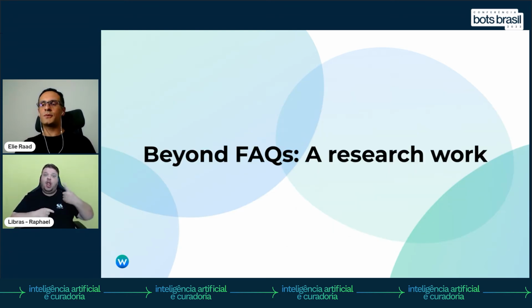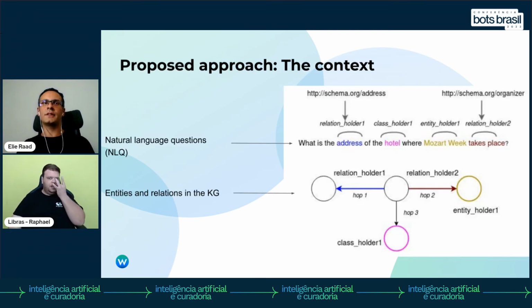Now, what we already saw is something that is implemented, live, and in production now. We also did some research work which goes beyond FAQs, beyond those pairs of question and answers. In this research, we used the knowledge graph. And in the knowledge graph, as you know, we have those different entities that are highlighted in colors. Those are part of the knowledge graph.